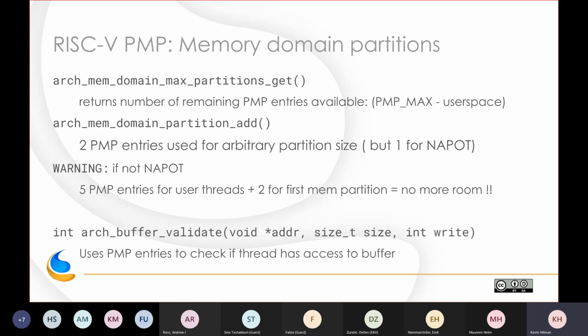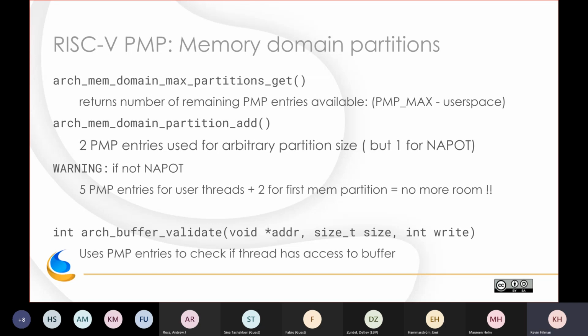There are a few memory domain APIs here that I'll get into. The first one is the one that just returns how many entries are available. So when you're requesting memory domains, this is the function that will tell you if there's any left. The way that works on RISC-V is it actually looks at the maximum number of PMP entries, in our case 8, minus the number that were used for user space, and that's already up to 5, like I said in the previous slide.